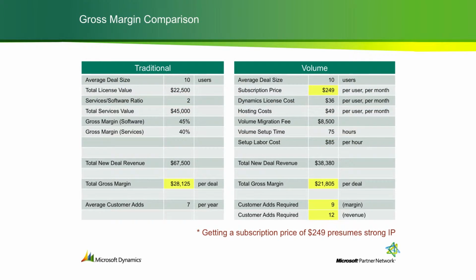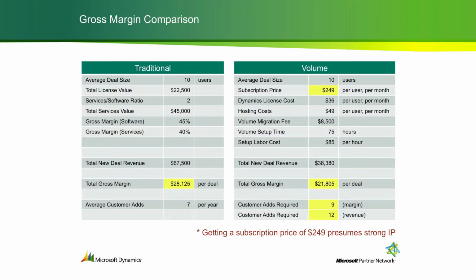I want to start with a gross margin comparison here, basically just taking as a baseline example a 10-user deal size and looking at the levels of gross margin and the levels of revenue that you can expect to get, or are likely to get, from that same deal size in a traditional model versus a cloud model.